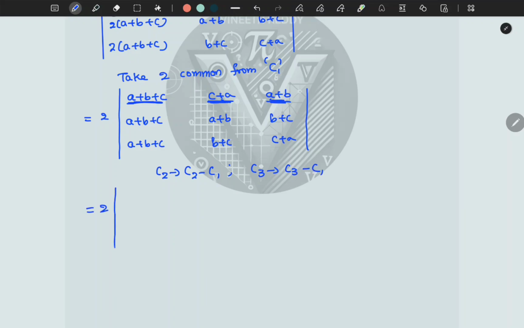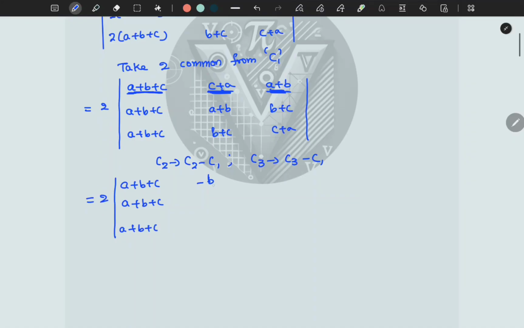So what do we get here? 2 times A plus B plus C, A plus B plus C, A plus B plus C. Here we get, now here we have to write C plus A minus B minus C. That means C and A get cancelled. What remains is minus B. So if you have understood this, let me write it directly. In the exam, I recommend you to show this particular step, okay? In the interest of time, I am directly writing it.